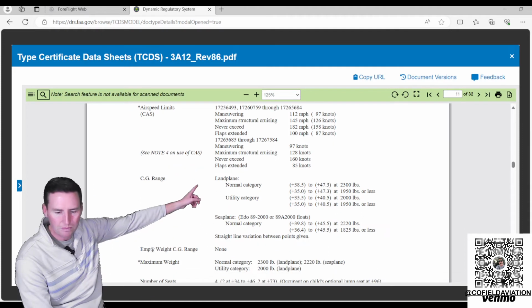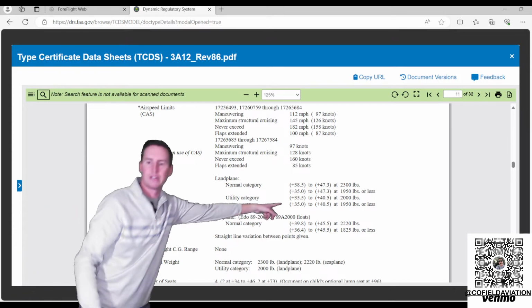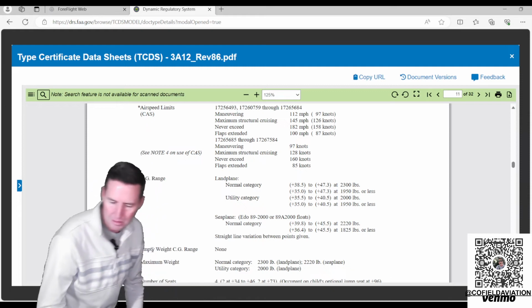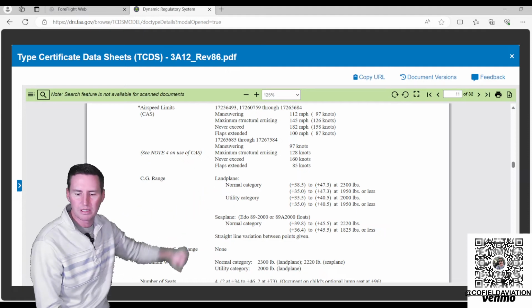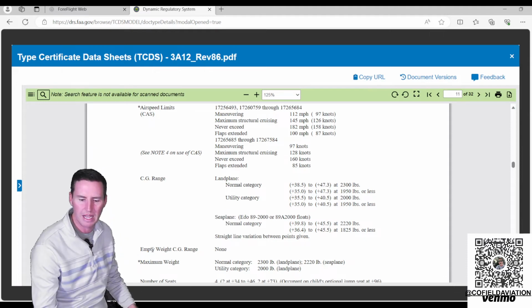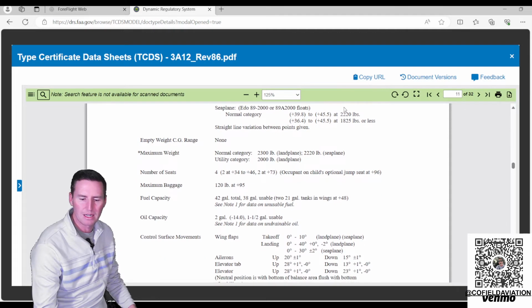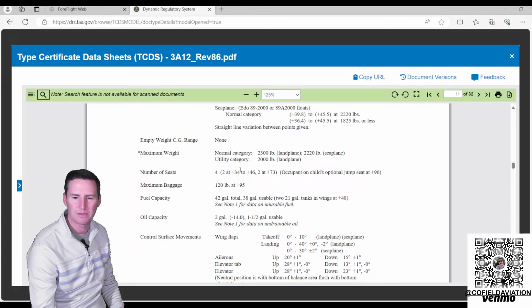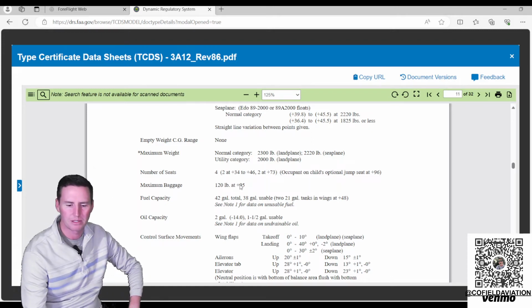Here's your CG range. So normal category, utility category, this airplane is certified in, and there are your envelope CG. Now remember, that's going to be performance limitations, where you can see what that CG means. That's basically just ARM, which is inches after the datum point. Maximum weight right here. So normal category 2,300 pounds, utility category 2,000 pounds. Number of seats 4. That's showing you the arm of the front seats. Here's the maximum baggage, 120 pounds. At 95, there's the arm.